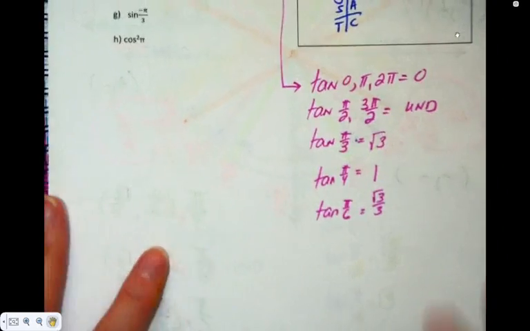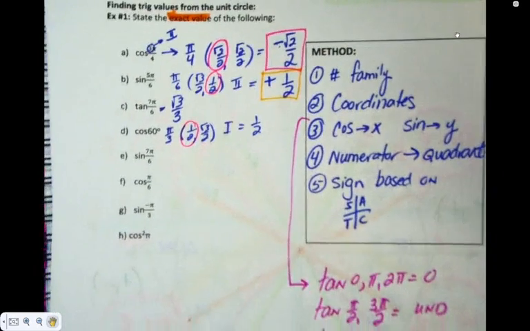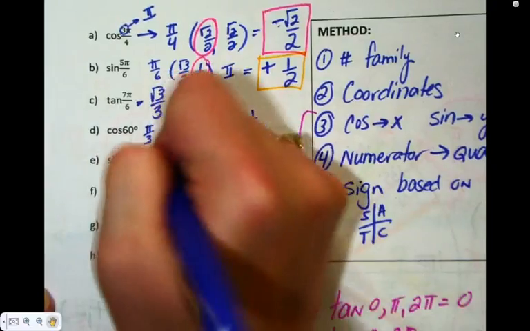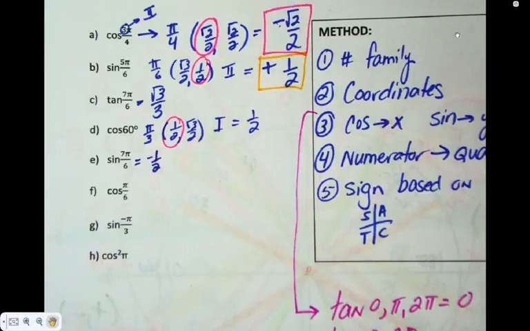-1/2. Pi on 6. What are the coordinates of pi on 6? Root 3 on 2, 1/2. Which one do we want? 1/2. Why do we want 1/2? Because it's sine. Now we look at the numerator. 7 pi on 6 is quadrant 3. Sine is negative. Total value is -1/2. Who had it? High fives to you guys.